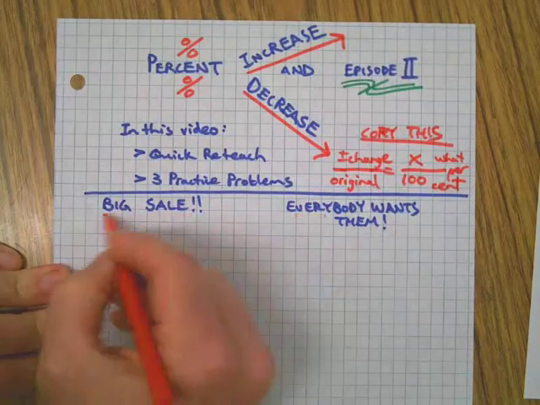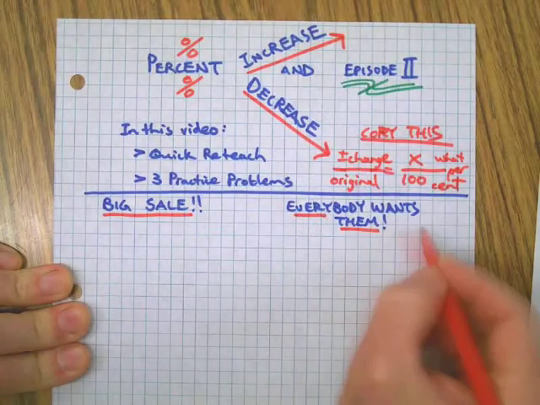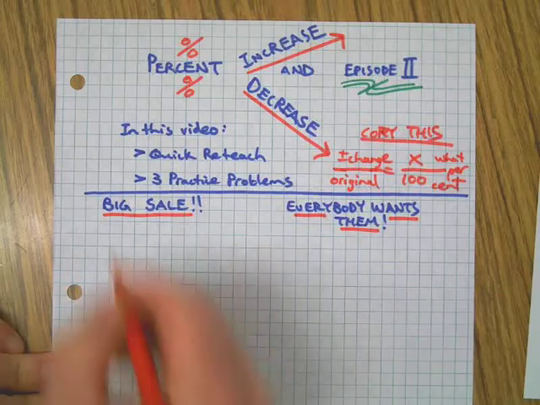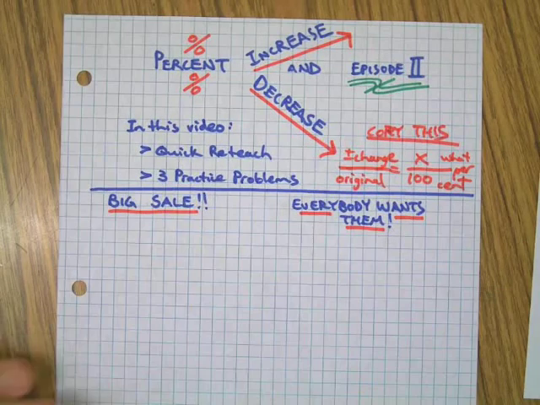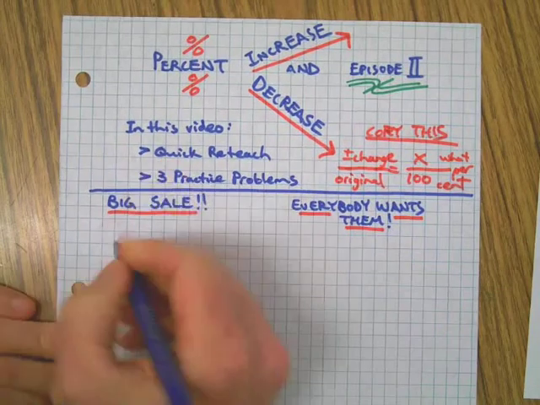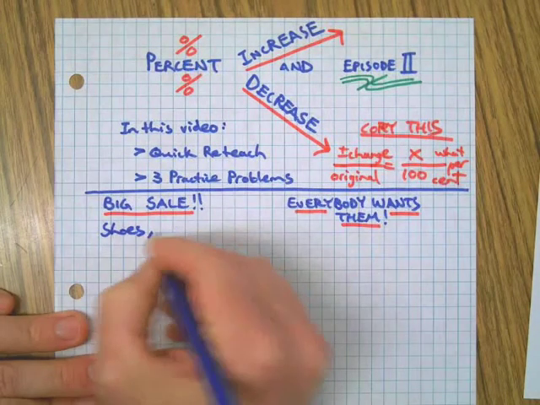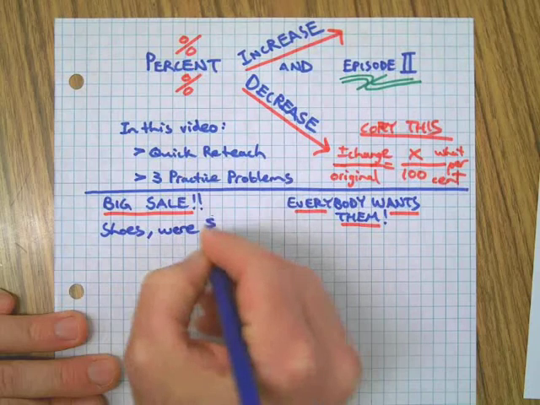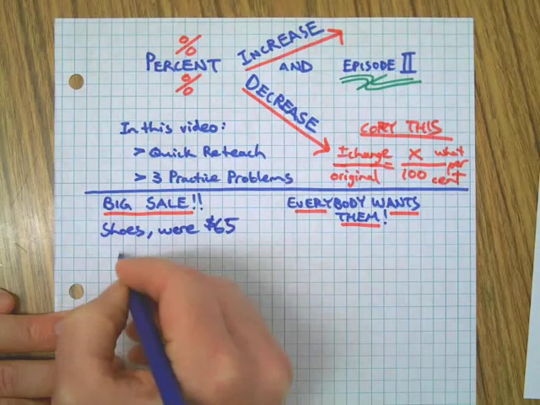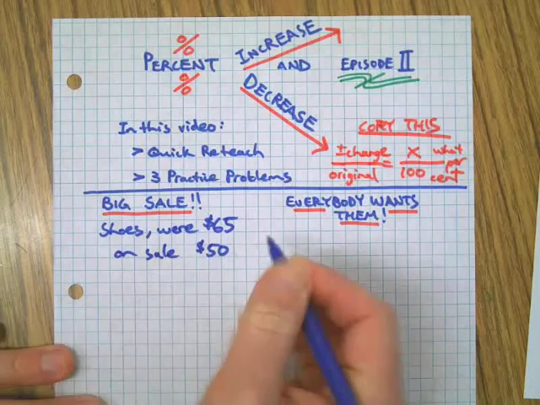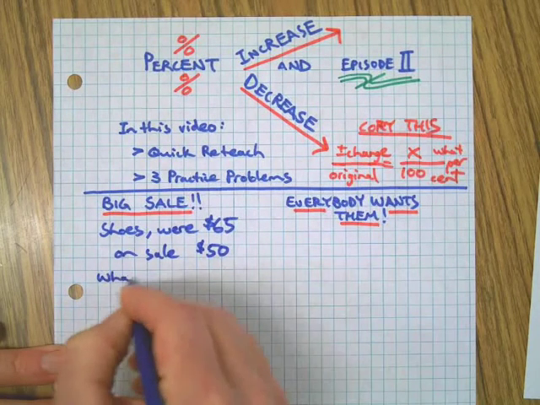Now here's a couple of quick examples. You can just click if you want to skip to the practice problems, but here's the quick reteach. Let's say we've got a pair of shoes, and they were $65, on sale for $50, and the question would be what percent discount?